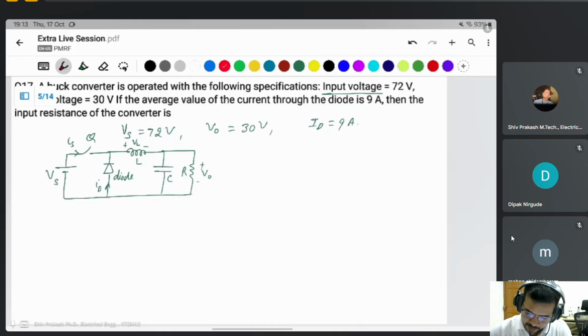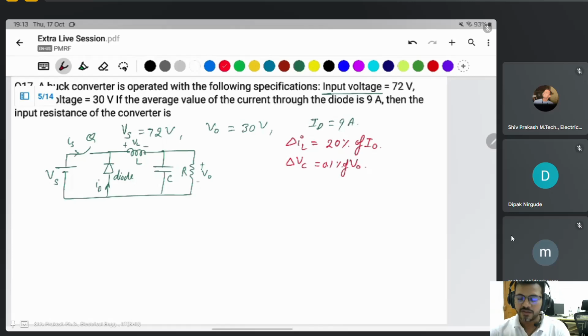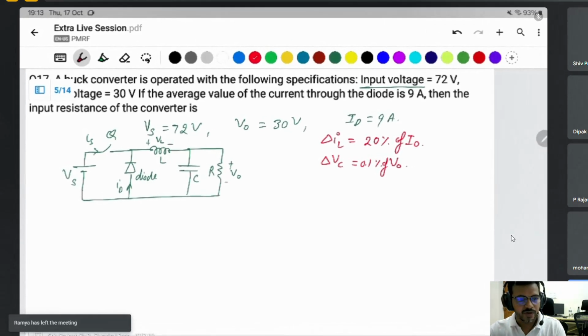Okay, you have the specifications given, and I'll take delta IL as 20% of I naught, and delta VC as 0.1% of the output voltage. If these two specifications are given, you can calculate the inductor and capacitor values.